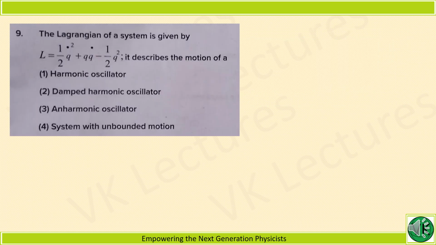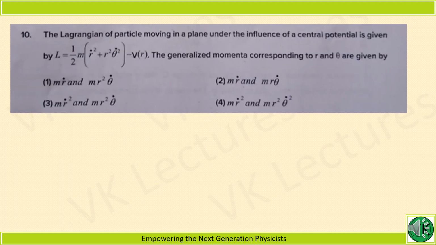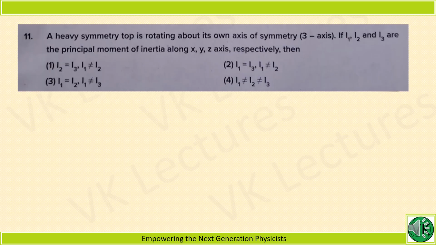The Lagrangian of a system is given by L equal to half q dot square plus q dot minus half q square. It describes the motion of, the answer is option 1, harmonic oscillator. The Lagrangian of a particle moving in a plane under the influence of central potential is given by L equal to half m (r dot square plus r square theta dot square) minus V of r. The generalized momenta corresponding to r and theta are given by, the answer is option 1, m r dot and m r square theta dot.